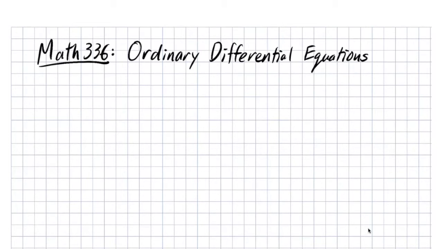So the word differential is in there because these equations that we're dealing with in this class are going to involve derivatives. So that's why we call these differential equations. But the most curious word here is the word ordinary. So why not just call this class differential equations? Well, the reason that we make an important distinction here with ordinary is because there's another area of math of differential equations called partial differential equations, or PDE.